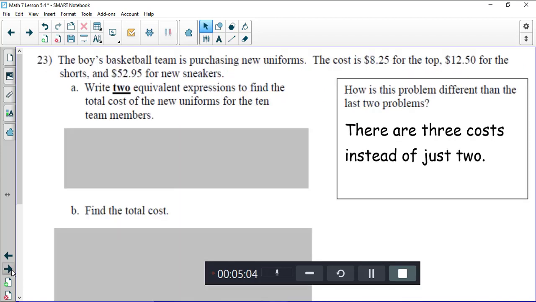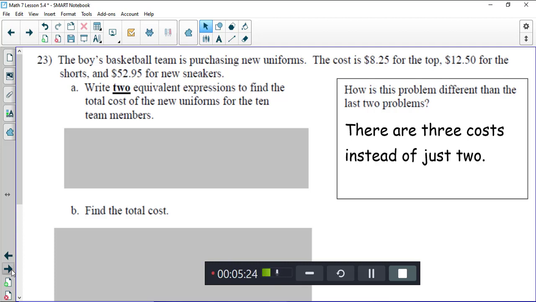All right, let's look at one more of these, and then we've got an error analysis question at the end. Number 23, the boys basketball team is purchasing new uniforms. The cost is $8.25 for the top, $12.50 for the shorts, and $52.95 for the new sneakers. So I have in this box off to the right, which I probably should have covered up the answer, but it says, how is this problem different than the last two problems?